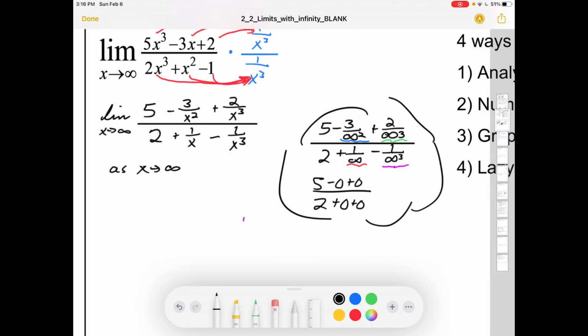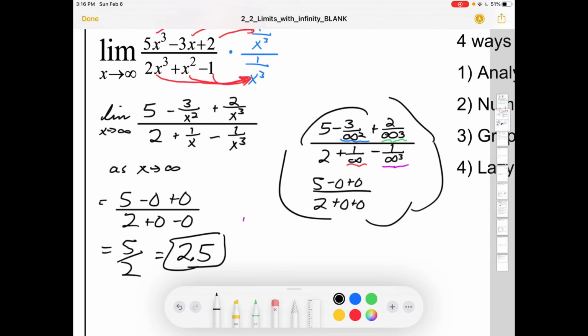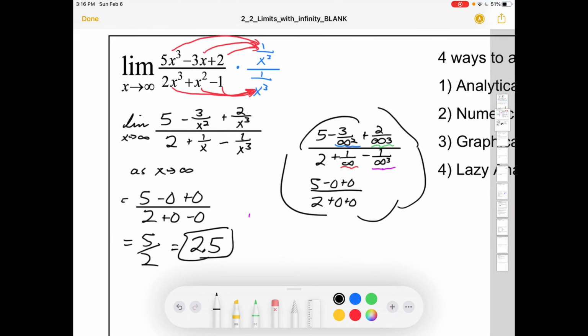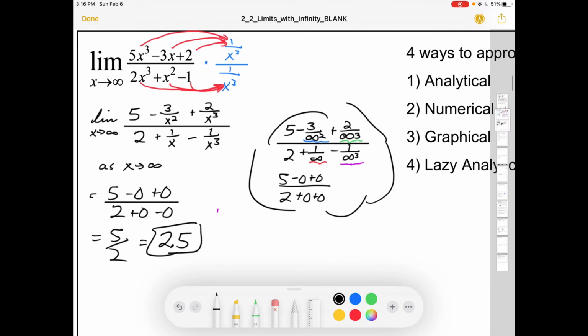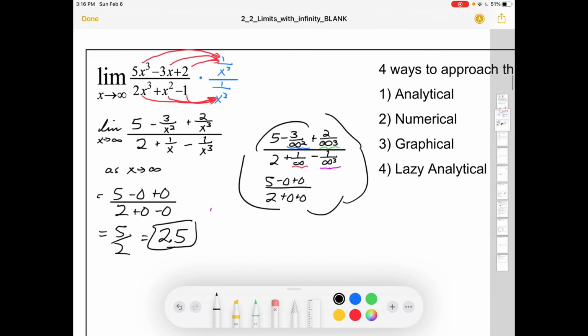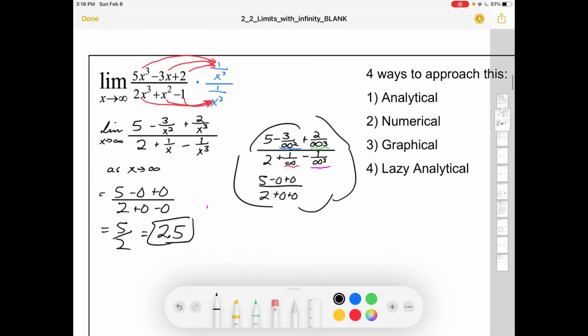So allegedly, what's going to happen here is we're going to end up with 5 minus 0 plus 0 all over 2 plus 0 minus 0, or 5 over 2, or 2.5. Which seems really weird because you can't sub in infinity. But as we go out to the far right, this function should be getting closer and closer to the y value of 2.5. That's a nice full-service analytical way to do it, but it's a lot of work.